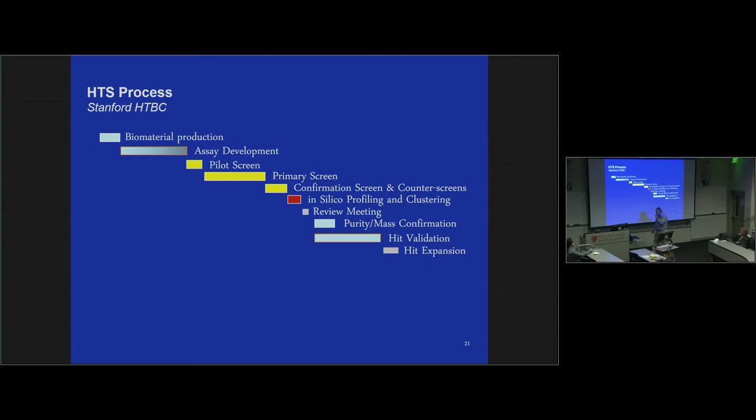This is just an overview of the whole process. If we back up, you've got to make either purified protein or your cell line, and develop the assay. I would strongly encourage you to do a pilot screen, either some little piece of the library along with some DMSO plates, to see how well it works before you go whole hog. Then a primary screen to figure out what the hits are, then confirmation screens and counter screens, and those are typically done in dose response.